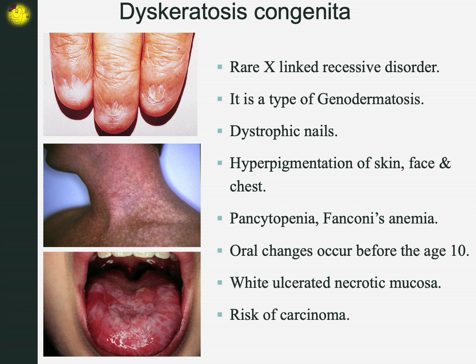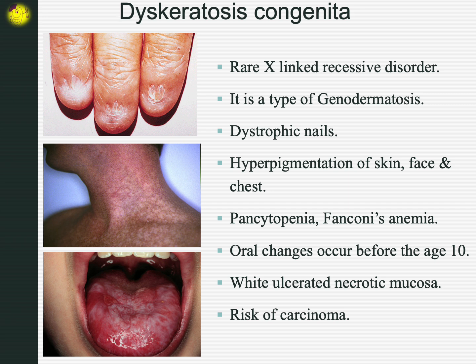The second one is Dyskeratosis congenita, which is a rare X-linked recessive disorder. And this will have a typical appearance of dystrophic nails, hyperpigmentation of the skin and face, and even the chest. The patients also exhibit oral changes before the age of 10. They have an appearance of white ulcerated necrotic mucosa. Commonly affects the tongue and the buccal mucosa.